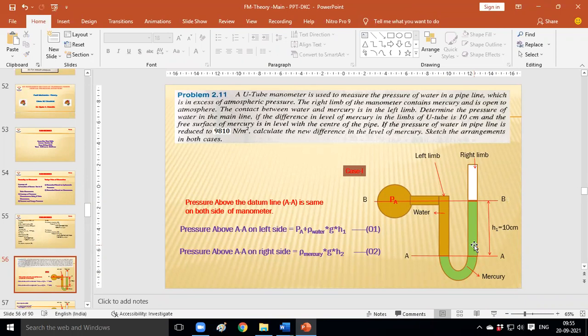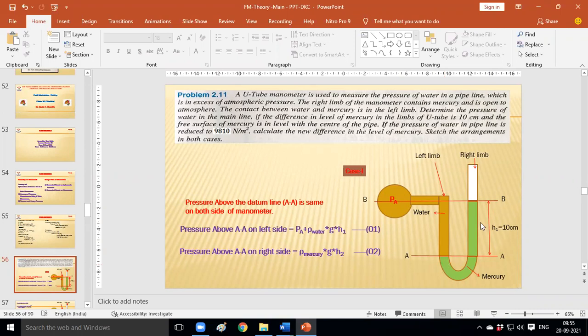which limb? The lower surface of mercury is mentioned in which limb? Left limb or right? Left limb. That's why this will be the datum line, and the difference between the mercury level and the height of mercury in the left limb.